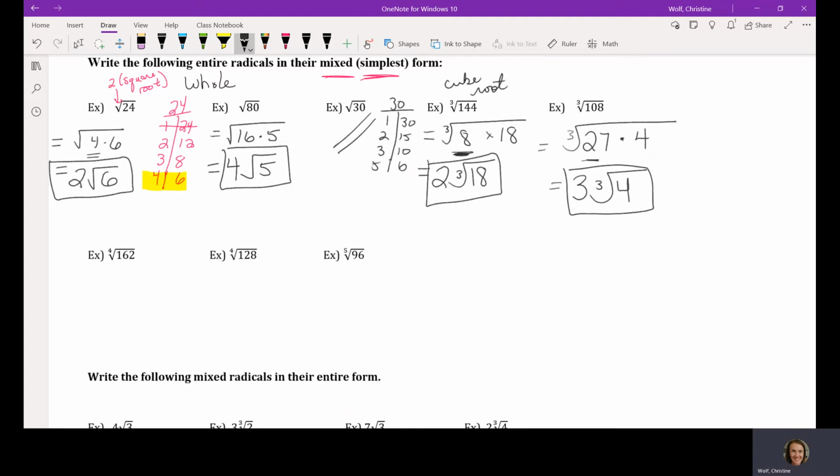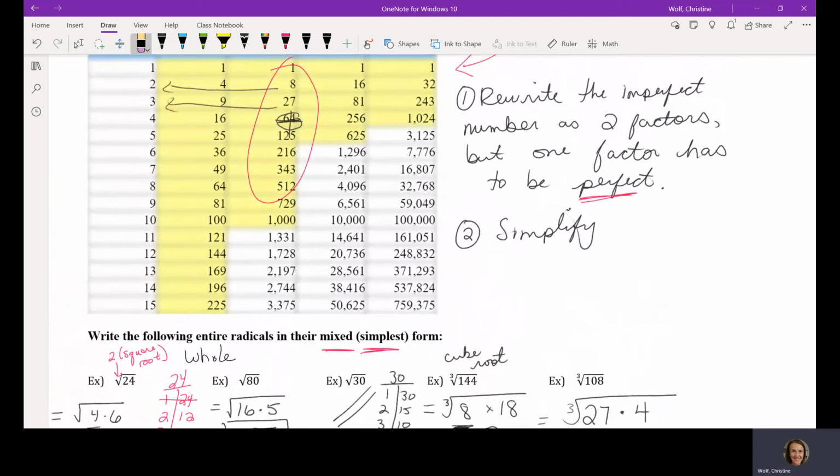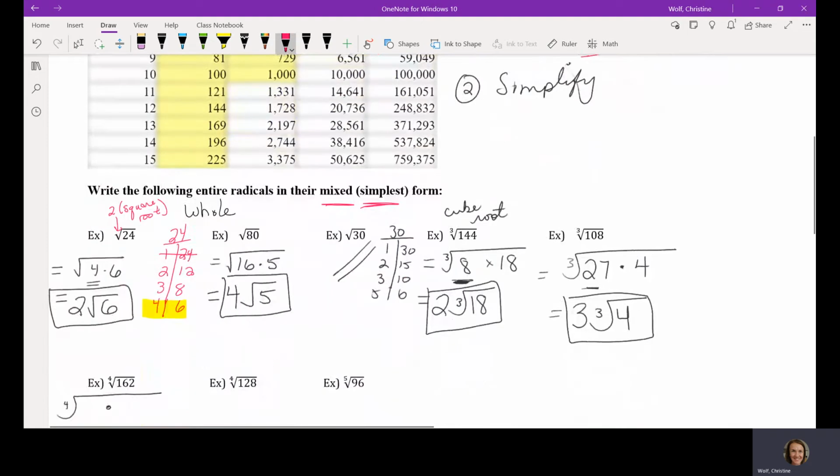Okay, now we're on to fourth roots. So hopefully you've caught on by now. If I'm doing the fourth root, I have to think of two numbers that multiply for 162. But when I think of the two numbers that multiply for 162, they now have to come from my perfect 4 column. Okay, so what was the number I was trying to multiply for again?